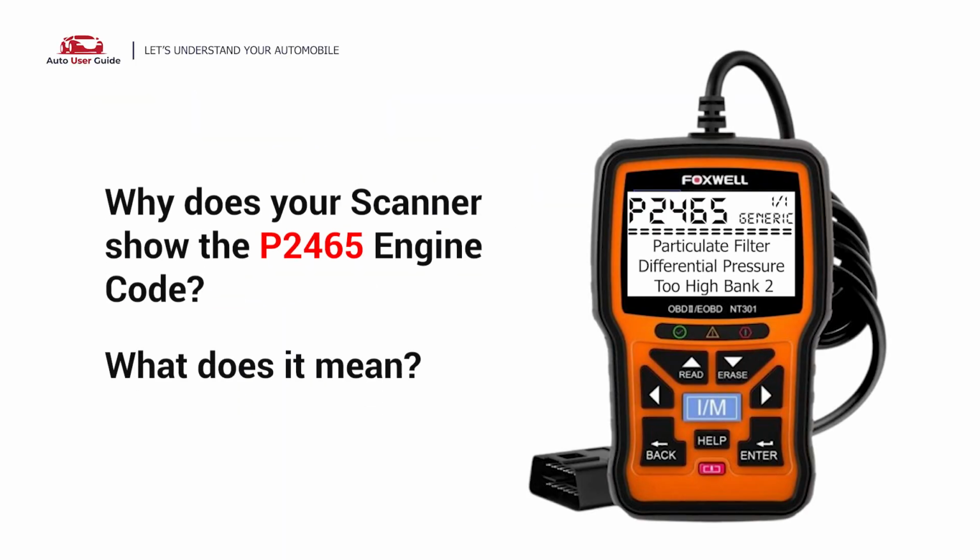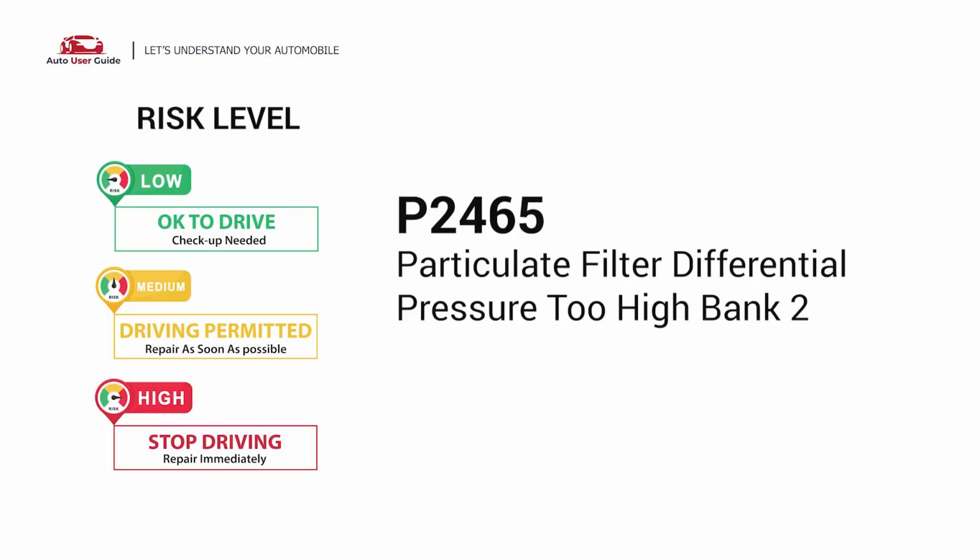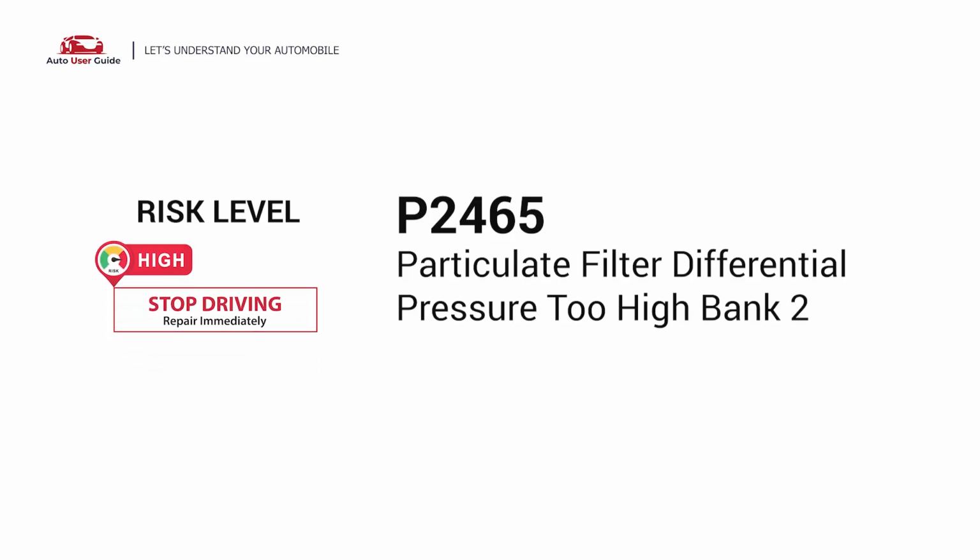Why does your scanner show the P2465 engine code? What does it mean? P2465 is a diagnostic trouble code for particulate filter differential pressure too high, bank 2.